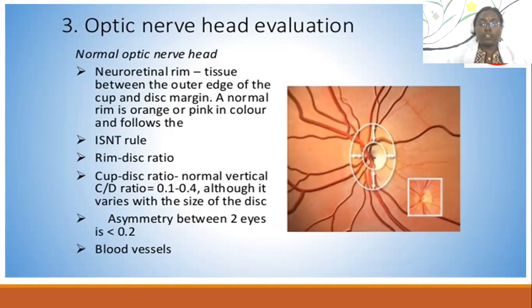In some patients, a physiologically large cup can be there. In those cases, we need to compare the optic disc of both the eyes, and if there is asymmetry between the two eyes of more than 0.2, we call it glaucoma. So in a normal patient, the asymmetry is less than 0.2. You look for the blood vessels. The central retinal vessels arise from the center and slightly nasal.